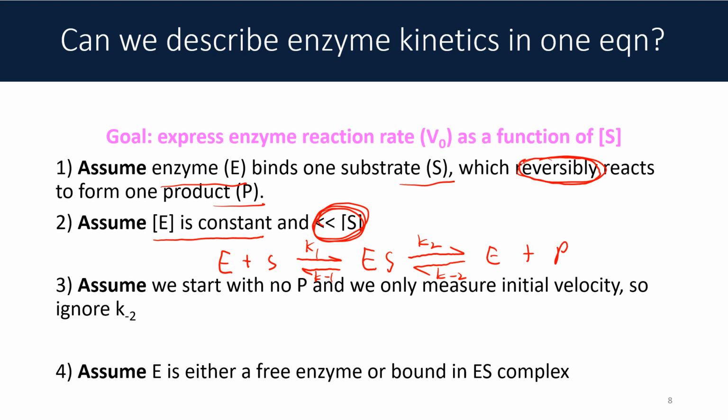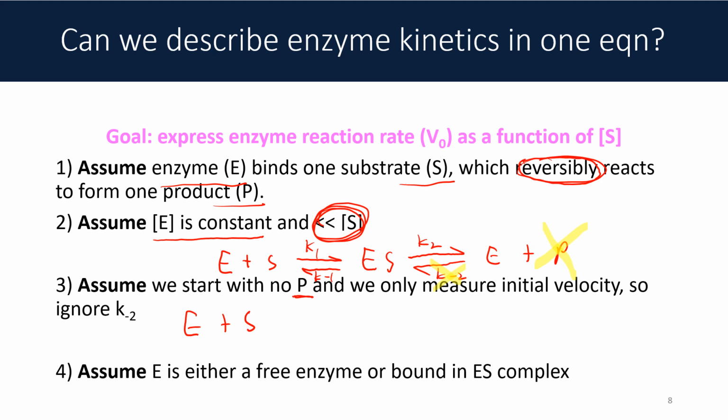Our third assumption will be that we will start with no product in our test tube, which means we are only measuring the initial velocity of the reaction. If there is no product, that means K minus 2 cannot happen, excuse me. Not after a very, very, very long time at least. So this is really convenient. We can simplify our expression like so.